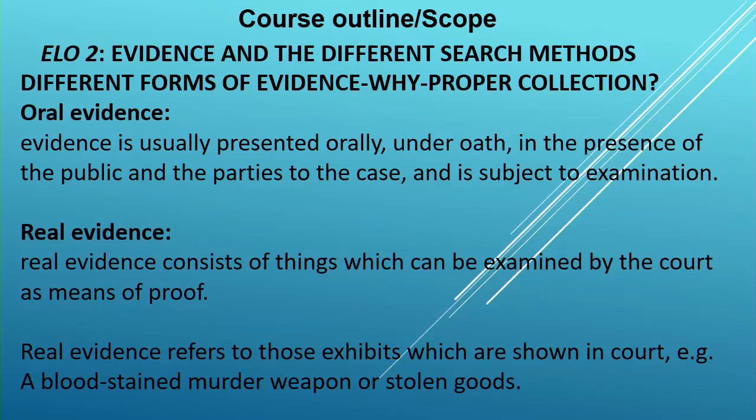We have oral evidence. Evidence is usually presented orally under oath in the presence of the public and the parties to the case, and is subject to examination. We have real evidence. Real evidence consists of things which can be examined by the court as a means of proof. Real evidence refers to those exhibits which are shown in court, for example, a bloodstain on a murder weapon or on stolen goods.